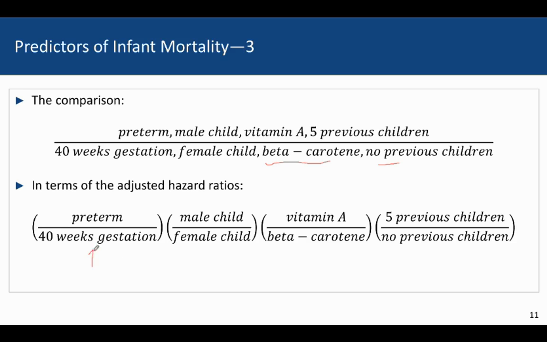The first part comes from comparing preterm children to 40-week gestation children. The second part compares male children to female children. The third piece is the part that has to do with vitamin A to beta-carotene, and then we multiply that by the fourth piece, which comes from the comparison of parity, 5 previous children compared to no previous children.